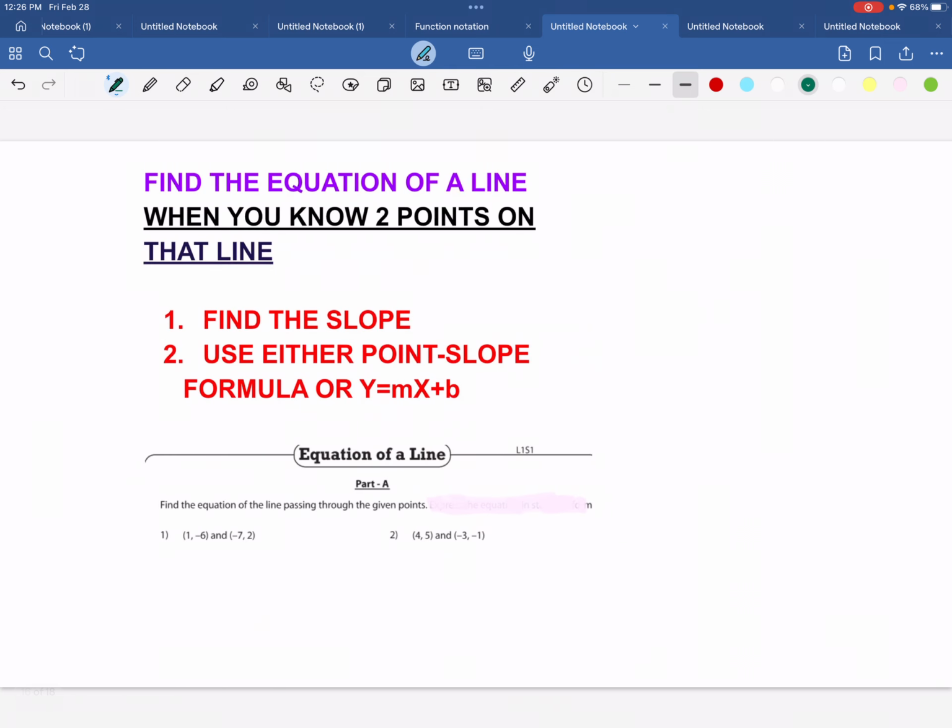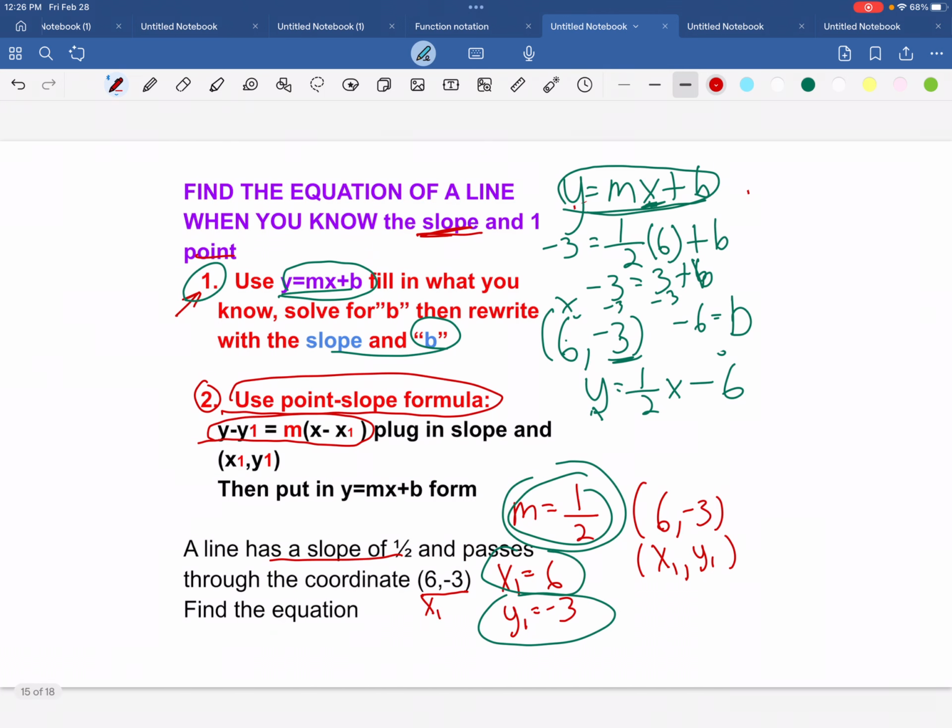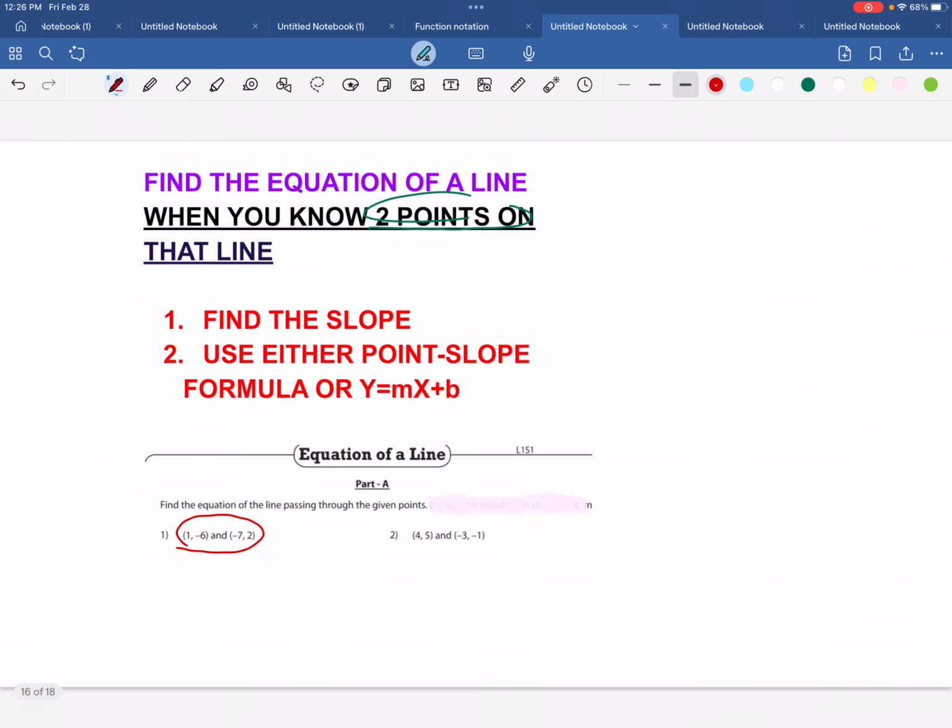Now I want to go over something. What is the situation if you don't have the slope? You have 2 points or 2 coordinates on there. What do you do? First I want to give you an example. It's really similar to what we just did, but we have one step before that. Remember before we were given the slope? We don't know the slope, so we need the slope. We're going to find the slope first.